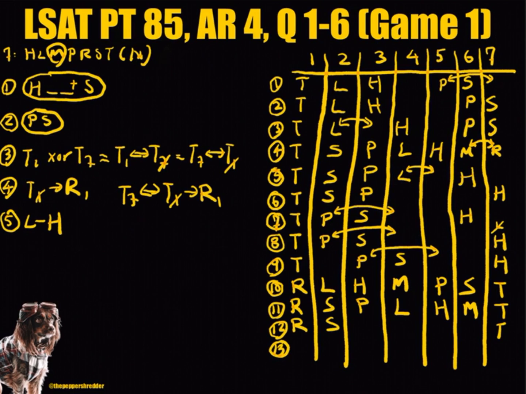In the 12th instance, R can be first and S can be 2nd. T must be 7th. The next earliest spot for H is 6th. P must be 3rd. Then L and M are interchangeable.